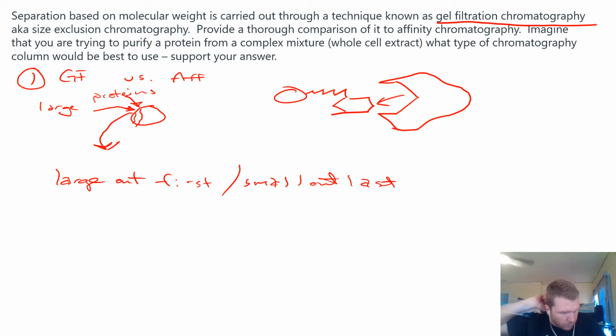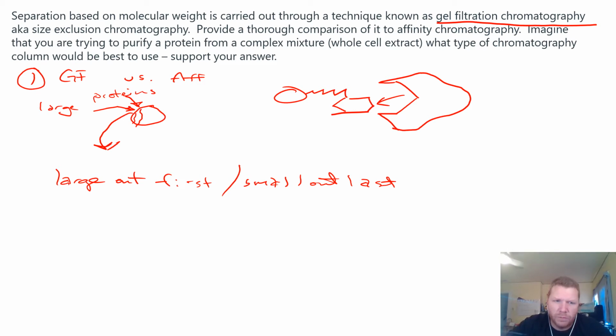So I compare those two, and I like to compare those two because you're looking at a binding interaction versus just kind of a progression through the column. So my comparison, to put it succinctly, even though I know that I asked for a thorough comparison: affinity chromatography depends on binding of a protein to a ligand, whereas gel filtration chromatography relies on a protein's capacity or ability to enter a small pore.